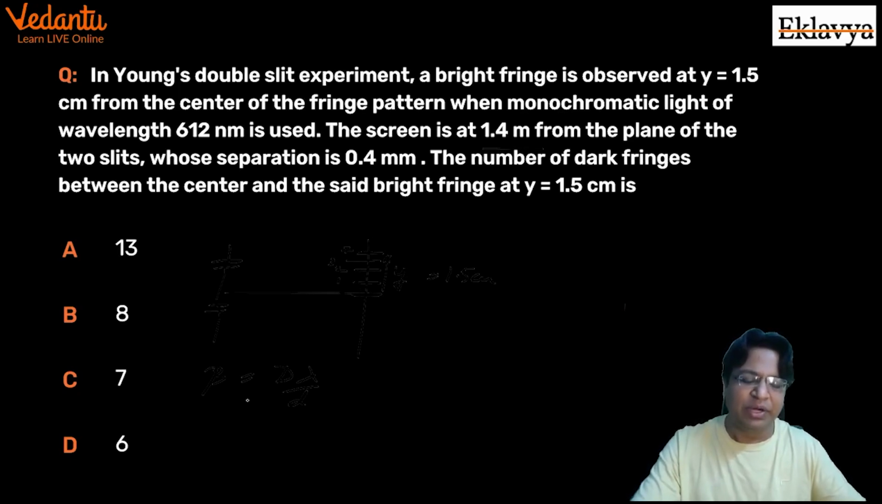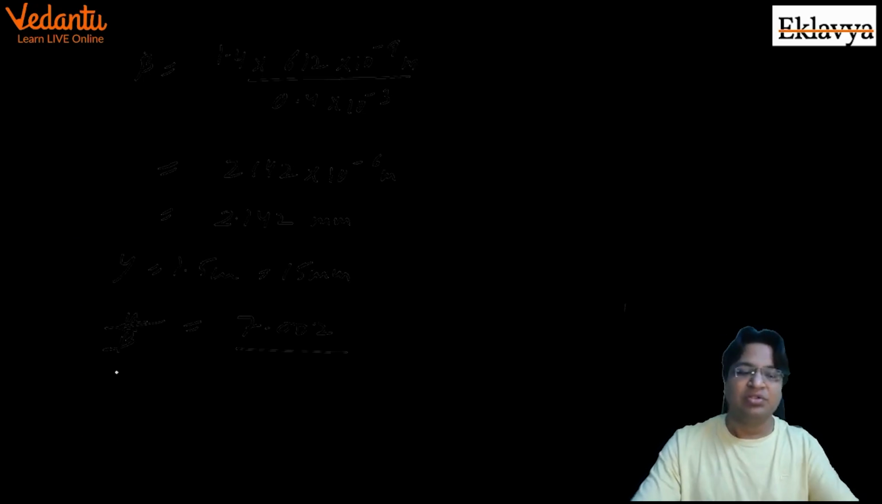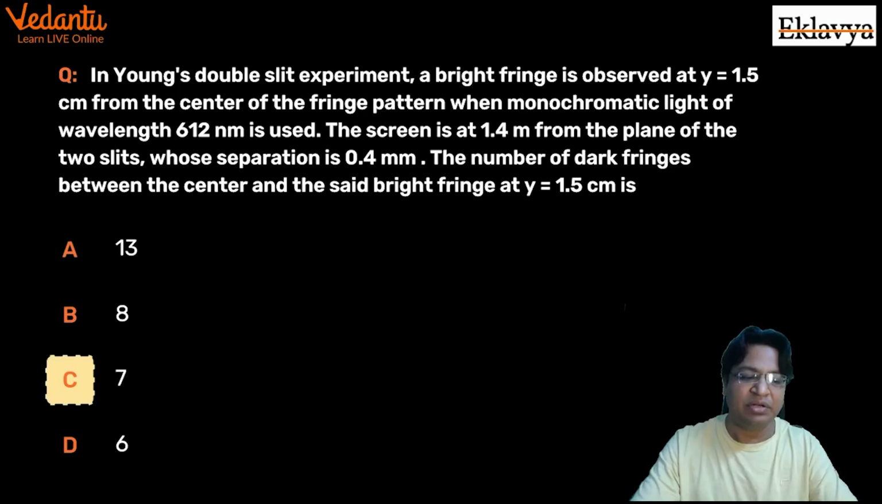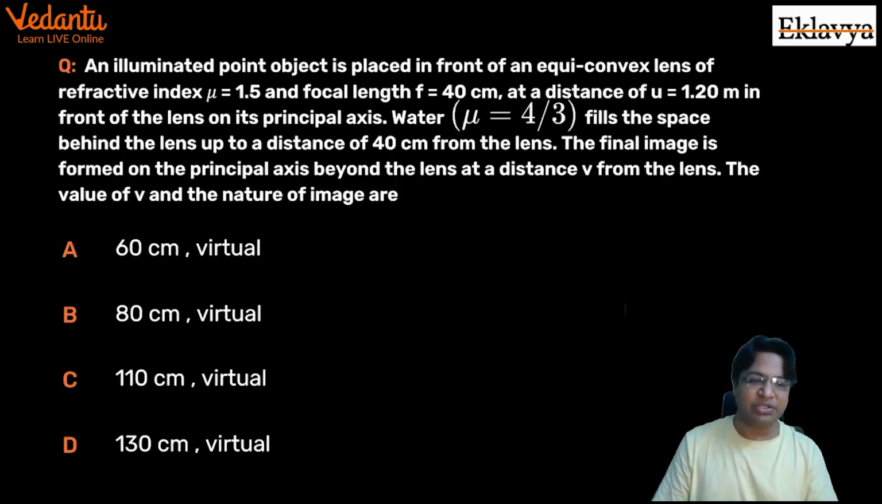So between two bright fringes, there would be a dark fringe. All right. So here would be the first, then the second. So notice that below the first bright fringe is the first dark fringe. Below the second bright fringe is the second dark fringe. So below the seventh bright fringe, there would be seventh dark fringe. So total of 7 dark fringes are there. So option C would be the right one. All right. That note, we'll go to the next question.